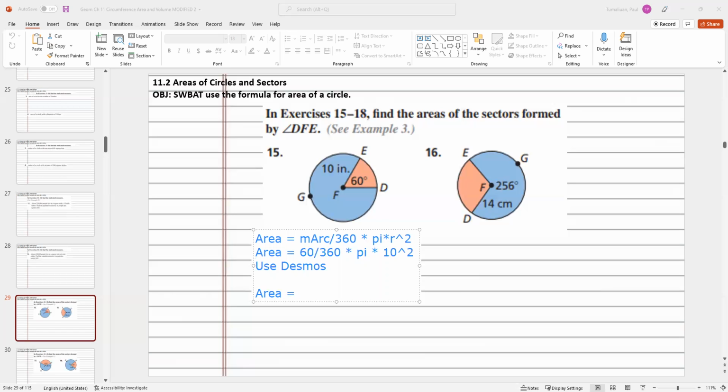And you get area equals 60 divided by 360, which is 1/6. Put your cursor on the top after you do that, otherwise it's going to stay in the bottom. You don't want that. Times pi times 10 squared, and you get 52.4. And this is going to be inches squared. Ta-da!